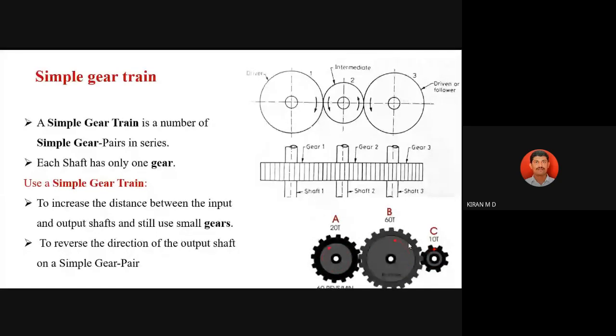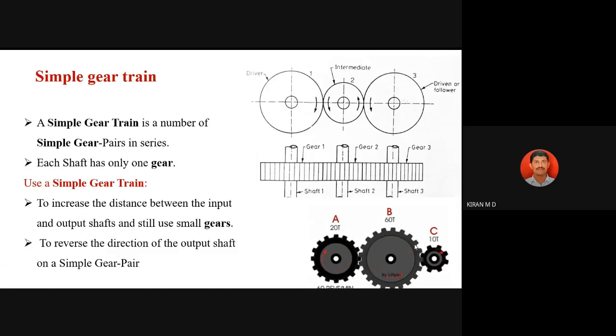If you use two intermediate gears, what will happen? The driver will rotate in the counterclockwise direction. The first intermediate gear will rotate in counterclockwise. Again, the second intermediate gear will rotate in clockwise, because the first intermediate is rotating in counterclockwise. Then the follower will rotate in counterclockwise. So if you want to reverse the direction, we are going to use the simple gear drive.